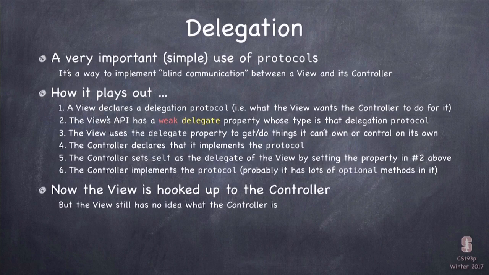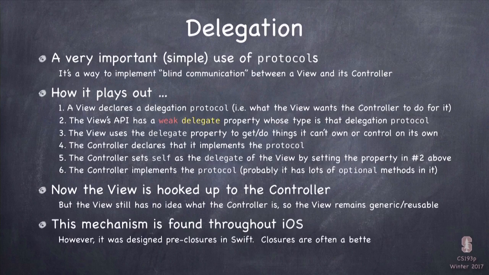Okay? So now the view is hooked up to the controller. The view has no idea who it's talking to. All it knows about its delegate is that it implements those should and did things. That's all it knows. So it's still a completely generic and reusable view, but it can communicate with the controller. This mechanism of delegation, you find it all throughout iOS. Any complicated iOS object is going to use delegation when it needs to talk back to its controller in a complicated way.